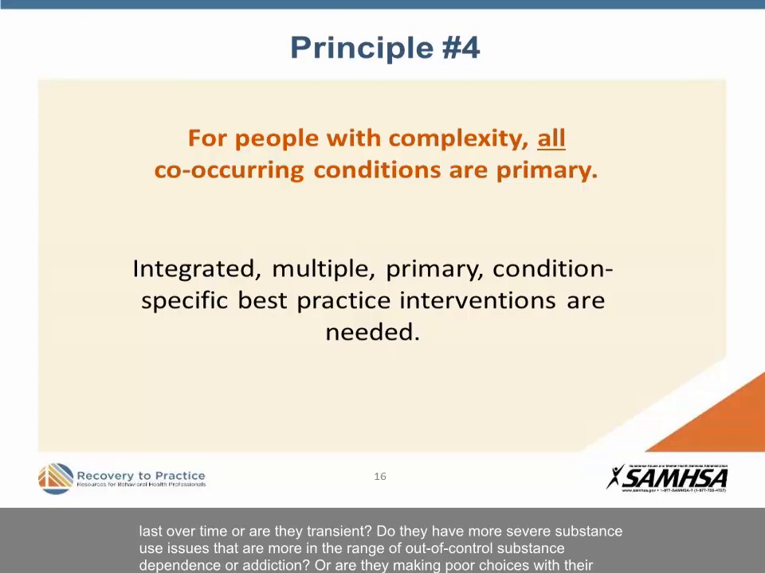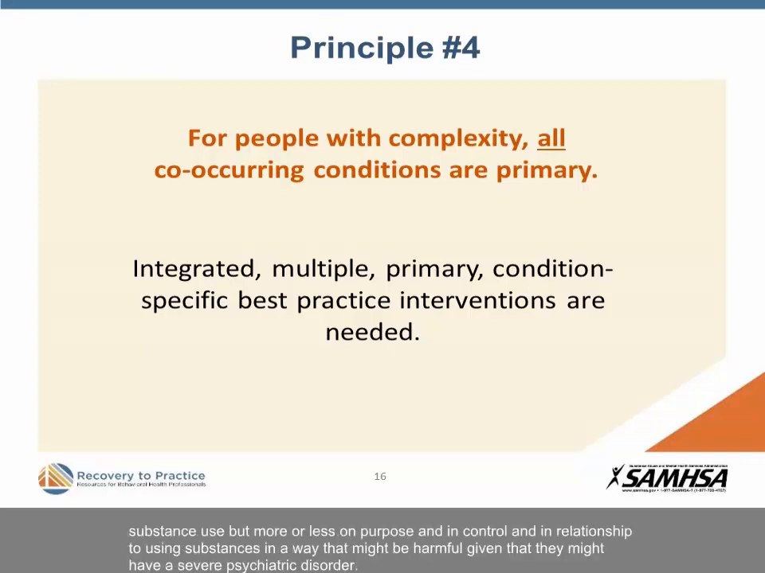Do they have more severe substance use issues that are more in the range of out-of-control substance dependence or addiction? Or are they making poor choices with their substance use, but more or less on purpose and in control in relationship to using substances in a way that may be harmful, given that they might have a severe psychiatric disorder?